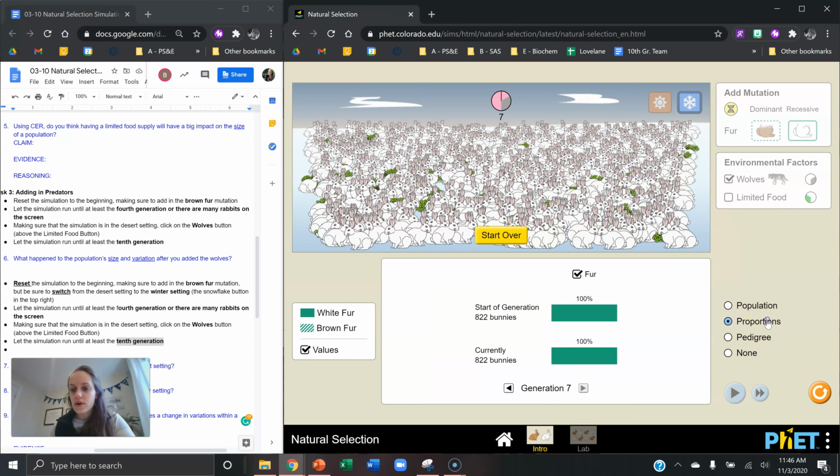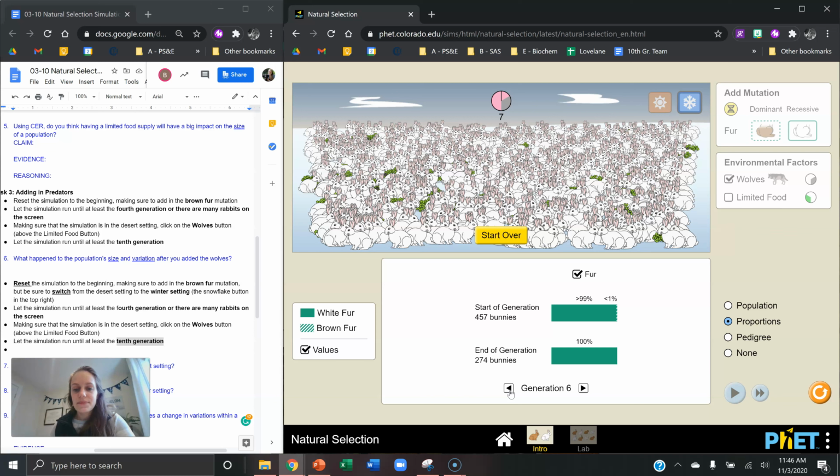So let's go back through our proportions. So this is generation 7. We can see at the start there's 822 bunnies, and this generation is a little bit of a wash because they took over the world, okay? And we can see our percentage, they all have white fur. And I'll click through these.